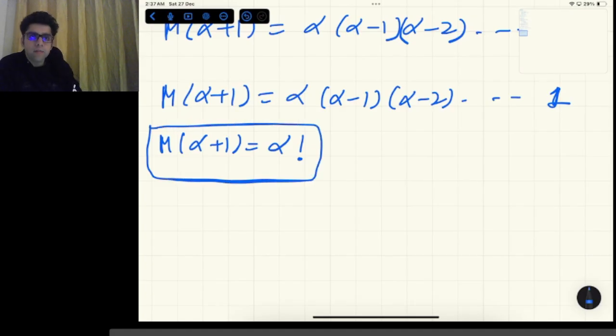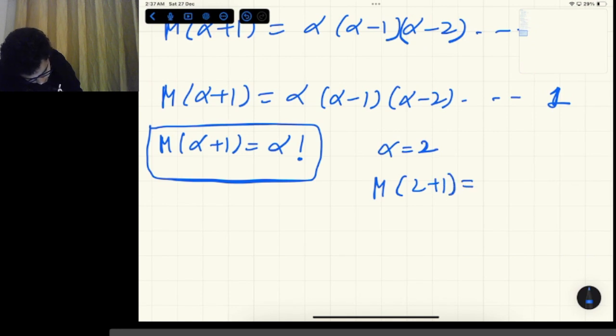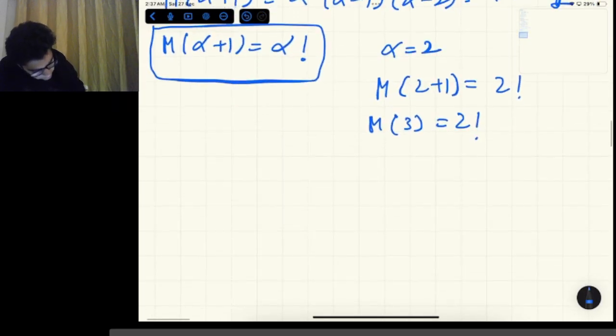So if I have alpha equal to 2, this becomes 2 plus 1, so m of 3 is equal to 2 factorial. If I have m of 2, where alpha is equal to 1, this becomes 1 factorial, equal to 1.